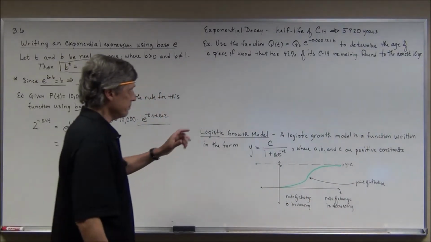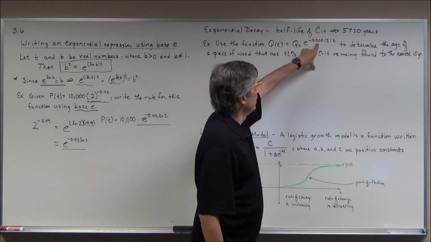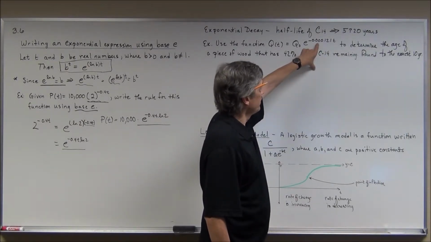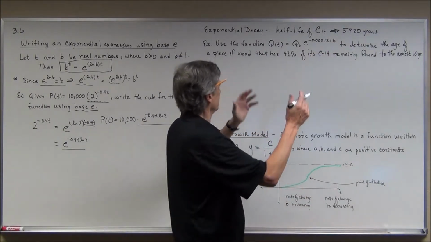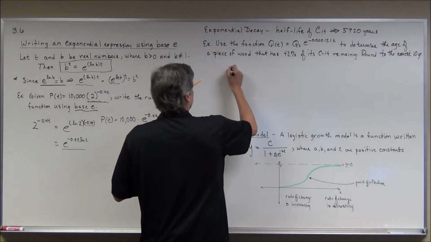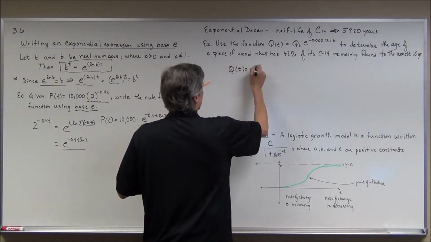Now, this number here comes through deriving this formula because of the 5720. So you say, well, that seems like it's pulling numbers out of thin air.